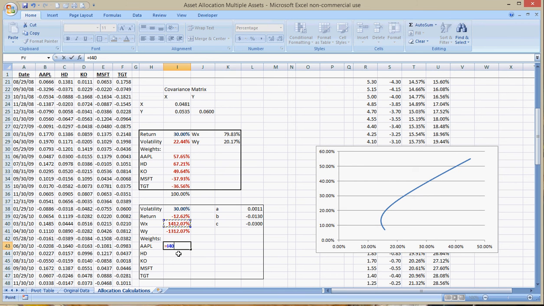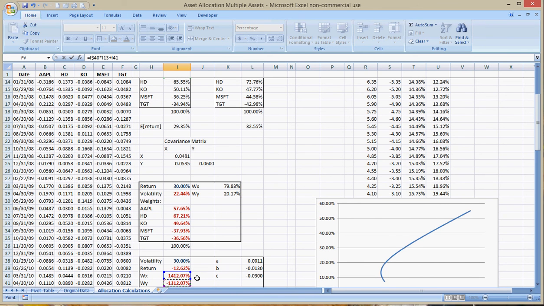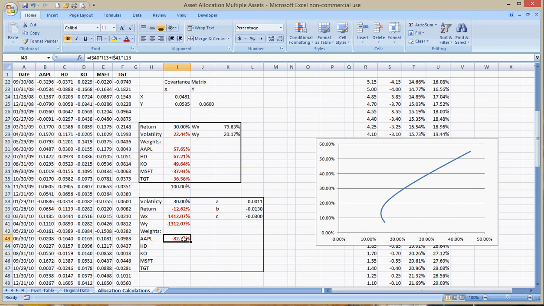The weights are going to be the weight of X, and I'm going to press F4 and lock down the column. No, I need to lock down the row, excuse me, times whatever's in the portfolio here, plus the weight of Y. Let's lock that down, times, so this is what we've done before. Let's copy that all the way down, sum that up by pressing Alt equals, and it sums to 100%, so we're good.